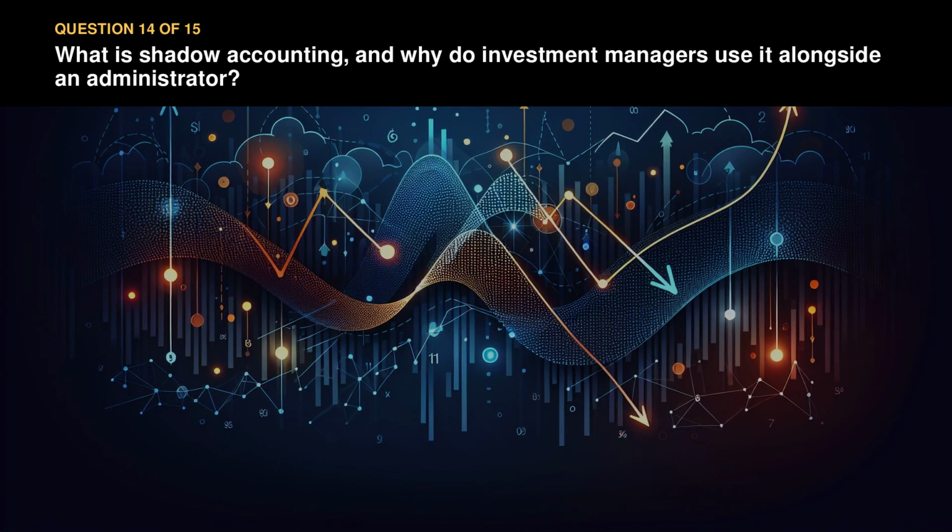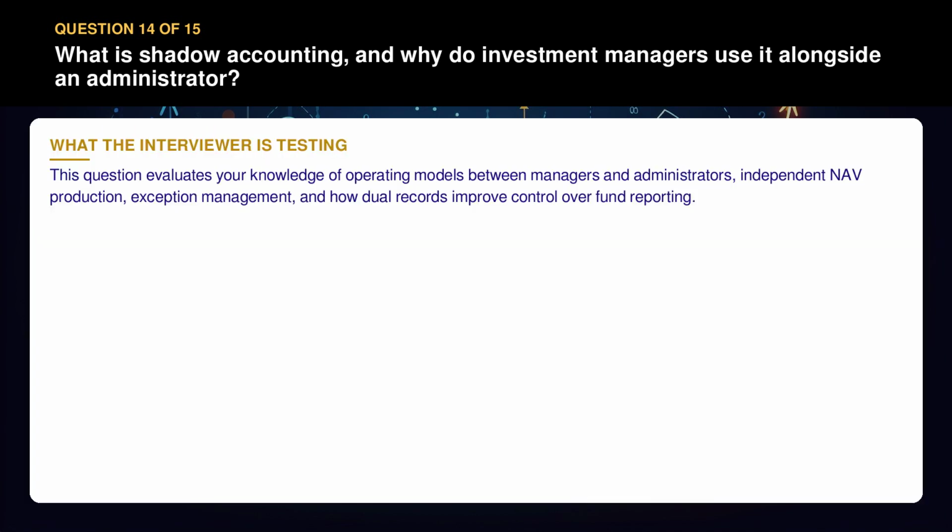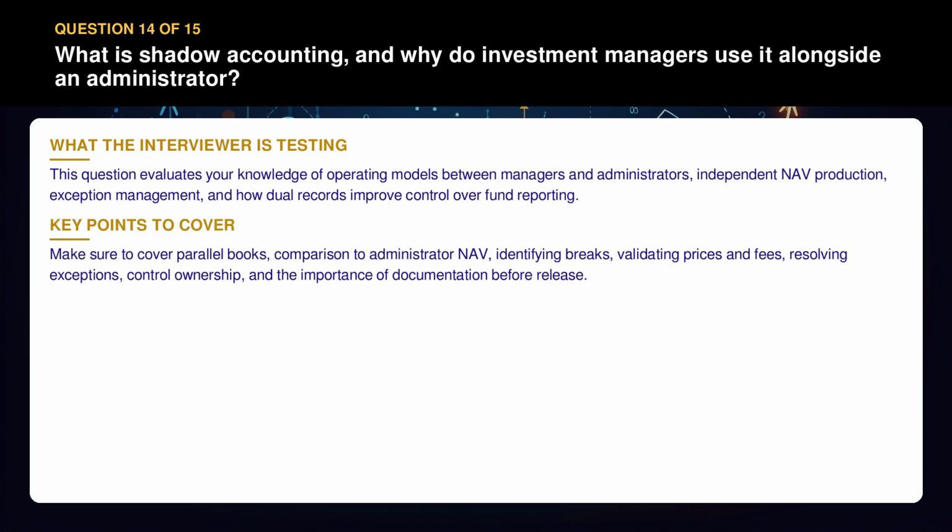Question 14. What is shadow accounting, and why do investment managers use it alongside an administrator? This question evaluates your knowledge of operating models between managers and administrators, independent NAV production, exception management, and how dual records improve control over fund reporting. Make sure to cover parallel books, comparison to administrator NAV, identifying breaks, validating prices and fees, resolving exceptions, control ownership, and the importance of documentation before release.